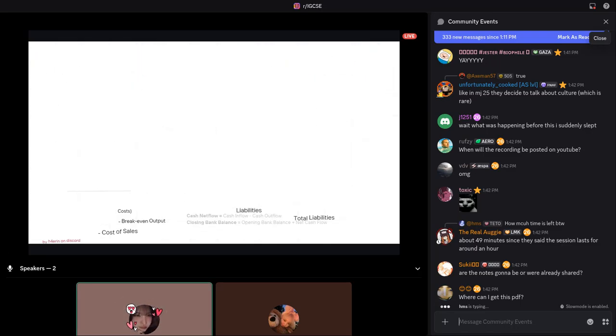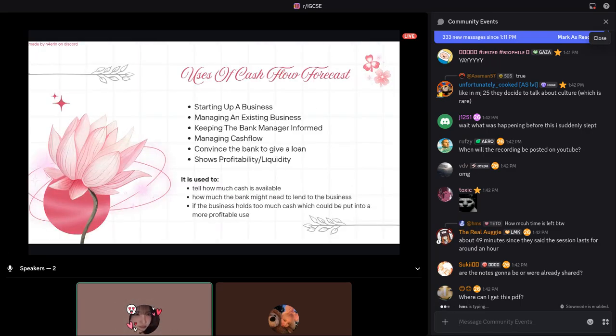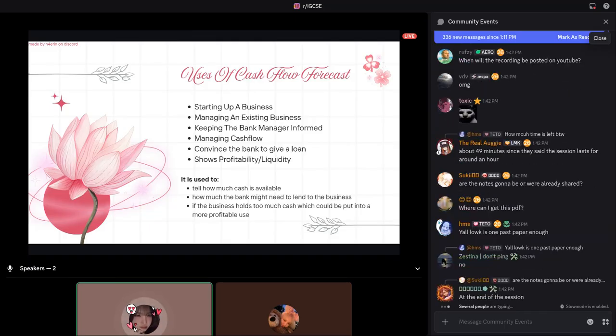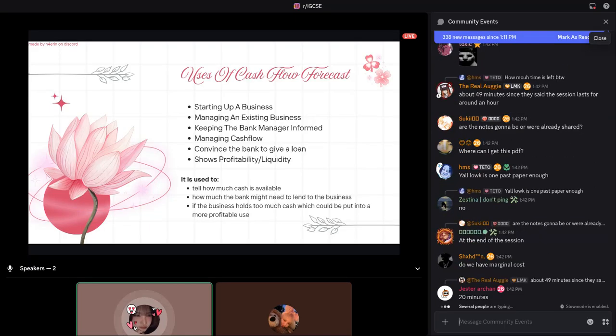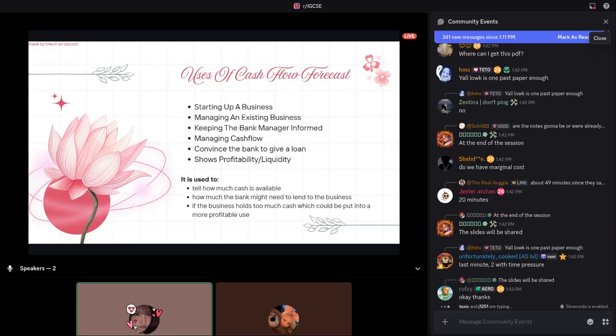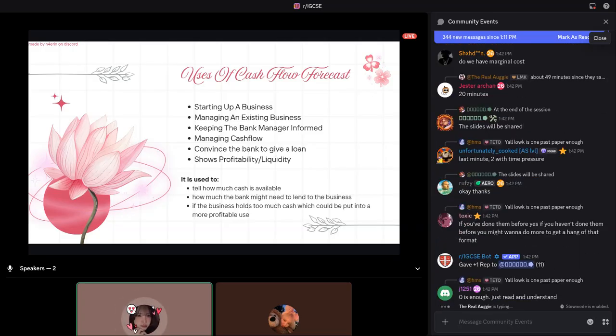So next up, I will be talking about uses of a cash flow forecast. This is often asked in past papers as well. You would need a cash flow forecast to start up a business, manage an existing business, keep the bank manager informed, manage cash flow, convince the bank to give a loan, and it also shows profitability or liquidity. It is used to tell how much cash is available, how much the bank might need to lend to the business, and if the business holds too much cash, which could be put to a more profitable use.